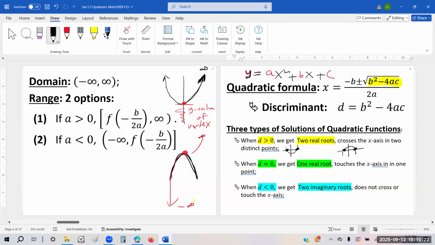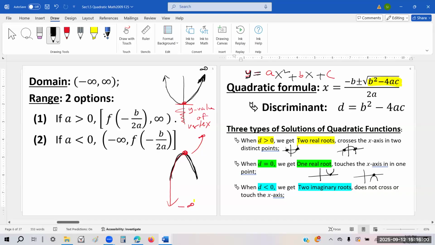When this discriminant is 0, you have negative b plus or minus 0. 0 means nothing. So basically you have negative b over 2a. So you get only one solution. Maybe you're just touching the x-axis the upward way or the downward way. So when you just touch the x-axis, you get one solution, meaning one x-intercept. And it happens only when your discriminant is 0, which means basically there is no square root term in the formula.